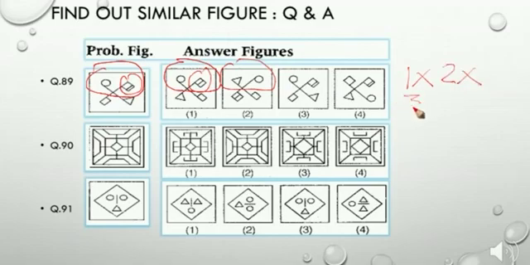Let's check for option 3. This area, it's matching. So option 3 looks okay. Let's check for option 4. In option 4, this area is again not matching because in the first place it should be a circle, it is a square here. So the fourth option is rejected. So the answer for question number 89 is 3.